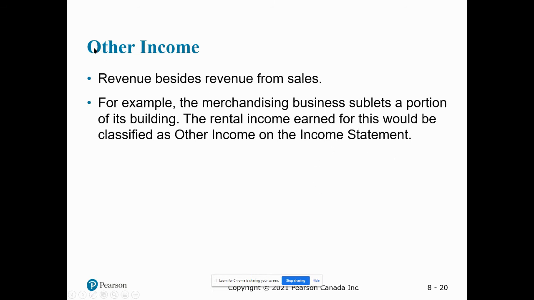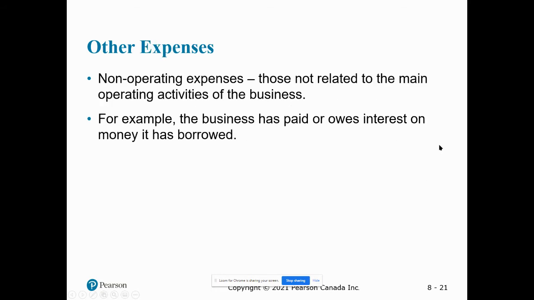Then we'll have this other section. Sometimes there are other sources of revenues or other expenses that come through. Other sources of revenues could be that they're subletting a little bit of rental space. So this is an other income item that may be best shown at the bottom of the financial statement. Just like there could be other expenses. Perhaps there's interest on borrowed money in this example. They borrowed money and we want to show the interest as a separate line item at the bottom of the income statement.